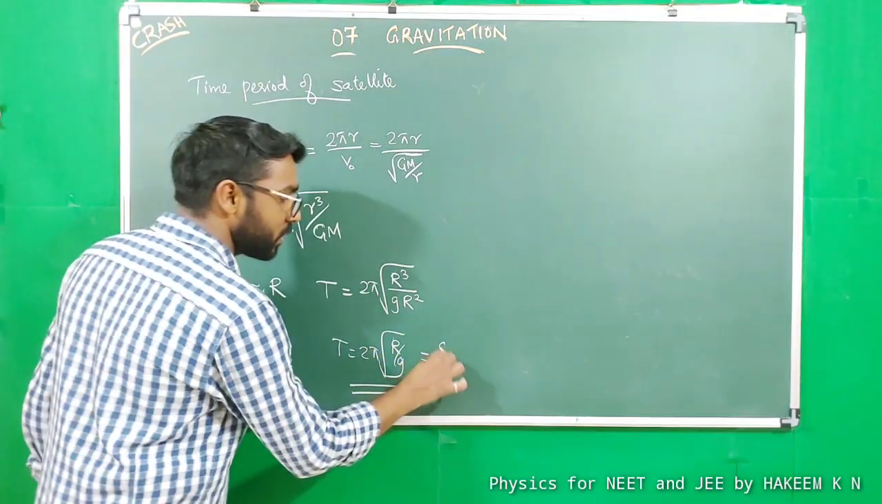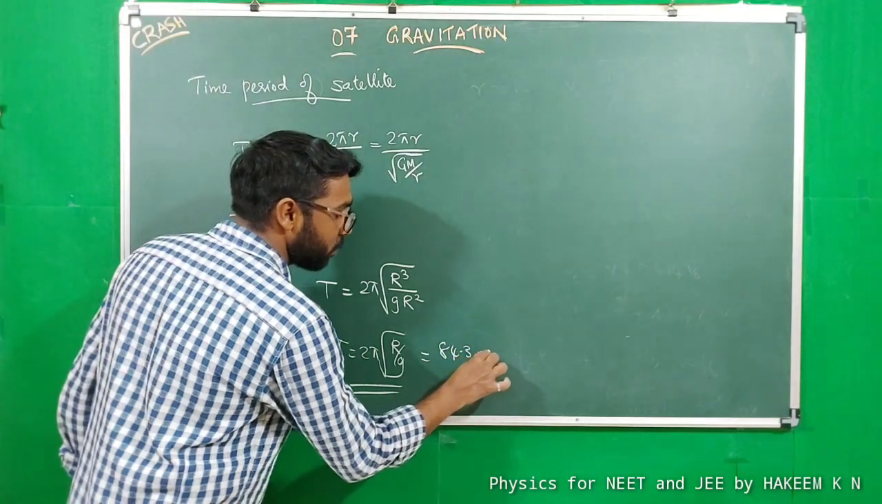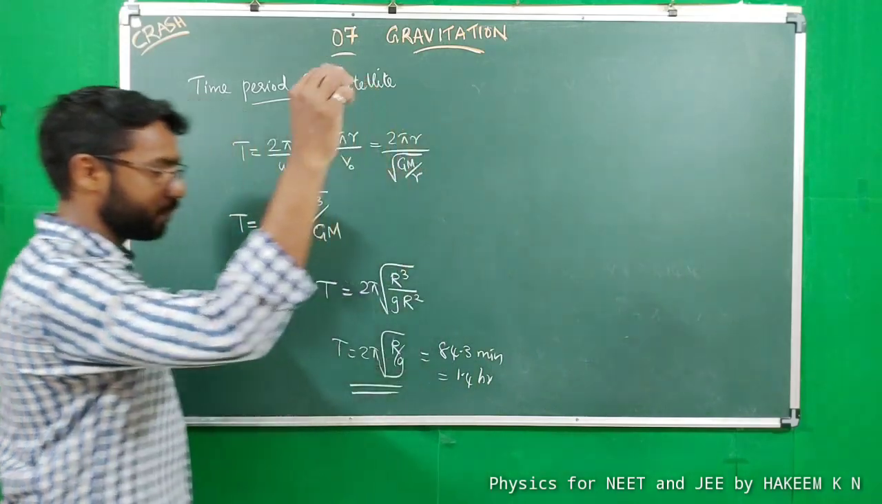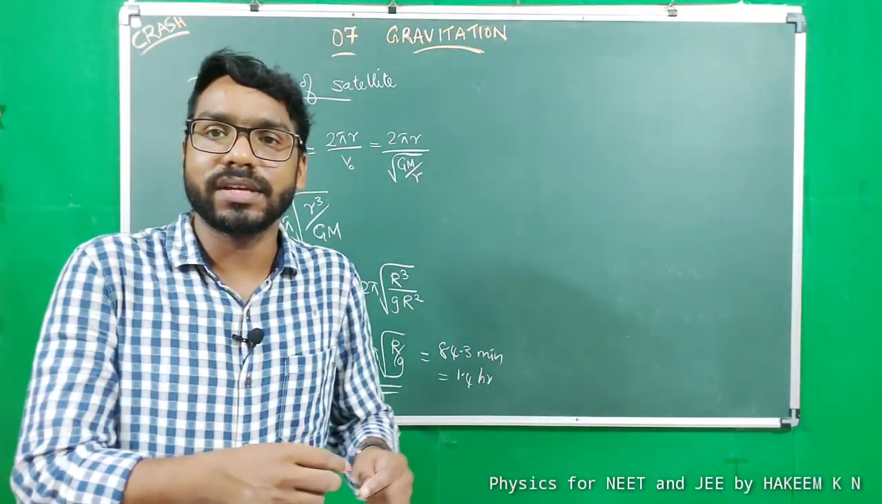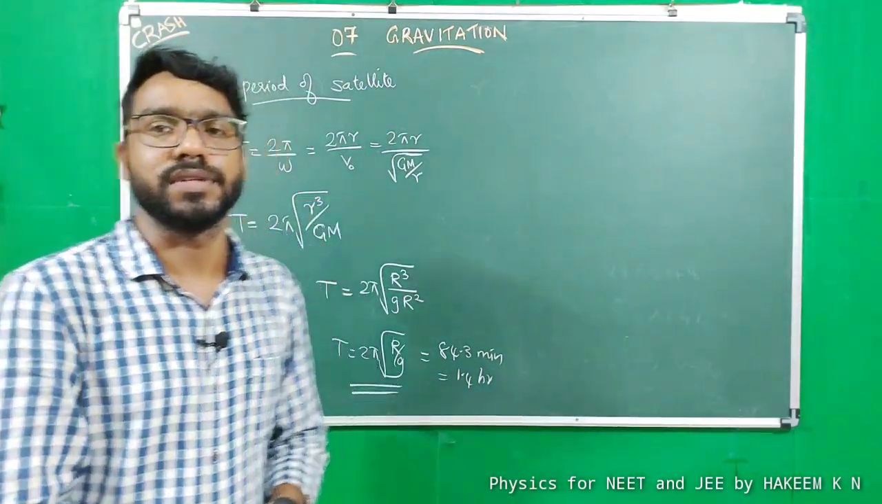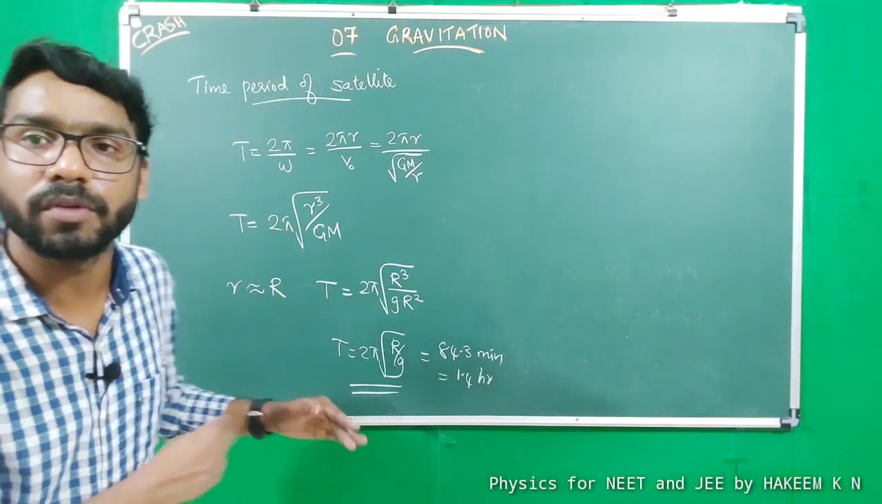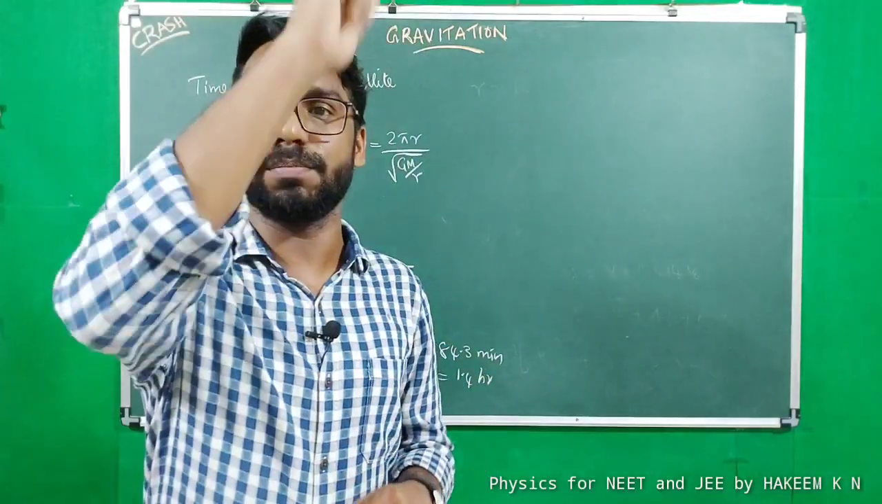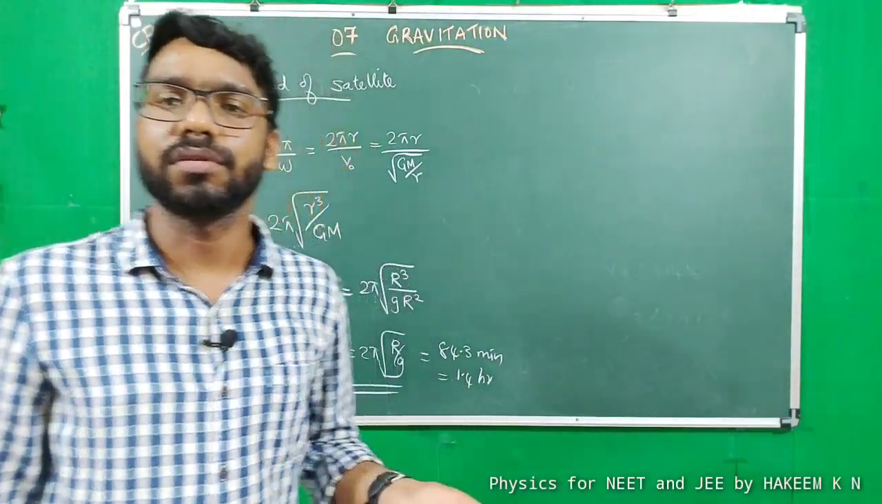This value we already discussed, 84.3 minutes or 1.4 hours. That means when a satellite is revolving very close to Earth's surface, its time period of revolution will be 1.4 hours and its speed will be 7.9 kilometer per second, that we already discussed.